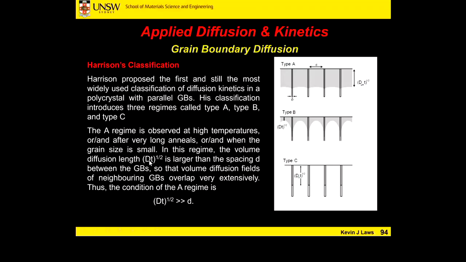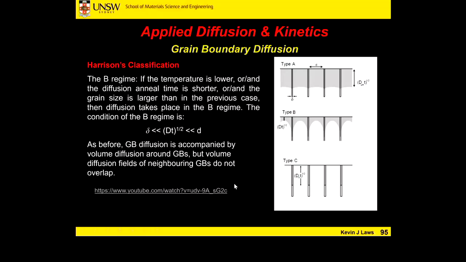Typically, the volume diffusion length, which is given by the square root of Dt, is larger than the spacing, d, the distance between our grain boundaries. So the volume diffusion fields of neighbouring grain boundaries overlap very extensively, giving us a nice uniform profile. So for type A, this is our condition: the square root of the diffusion coefficient times time is much, much greater than our grain boundary spacing.